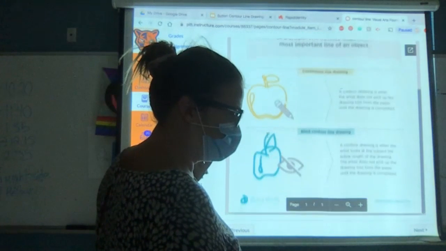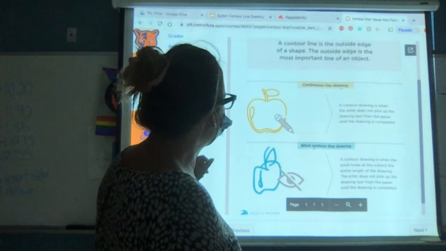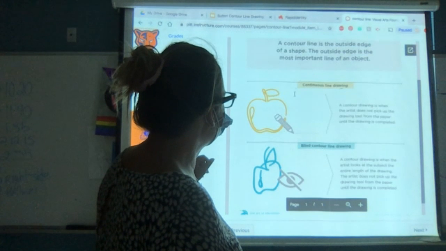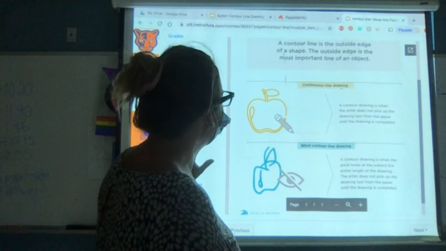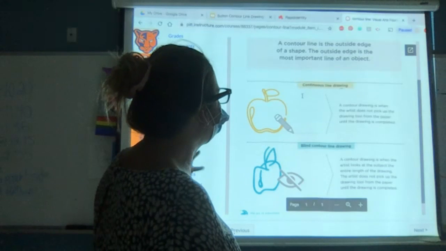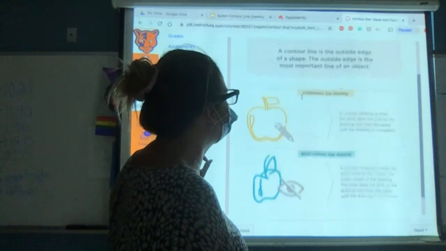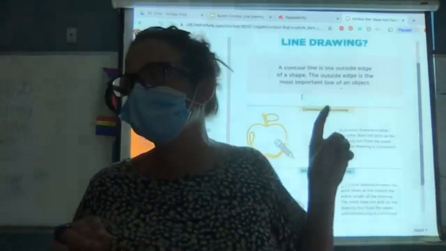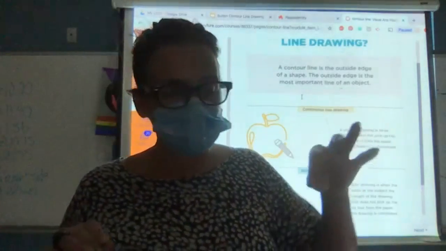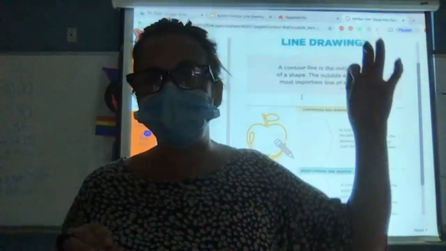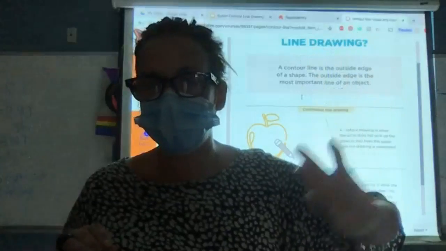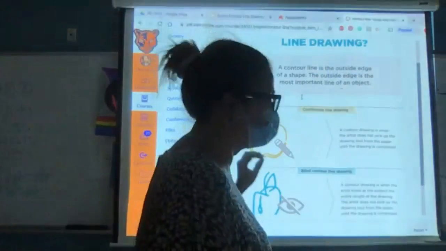And we're not going to do blind contour drawings right now. We're just going to do the contour line. We're also going to do something called continuous line drawing, and you'll notice that today when I'm sketching on the board. Continuous line drawing is you really don't pick up your pencil and pen that much. You try to draw very slowly, make one continuous line.